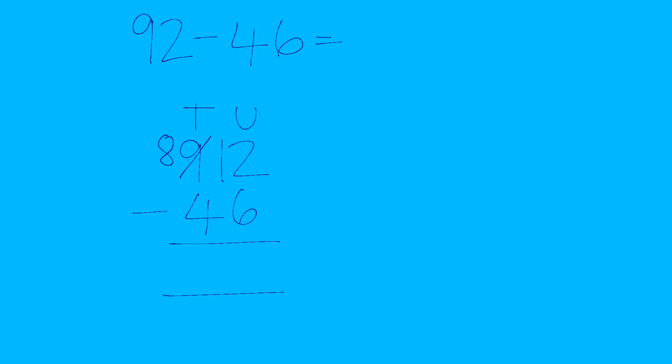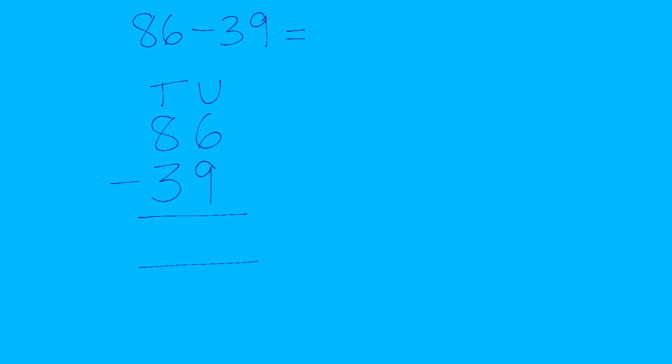So we're going to start with our units. We've now got 12 take away 6. We can do that. 12 take away 6 is 6, write it underneath. And then we're going to move to our tens column, and we've got 8 tens take away 4 tens. And we know that's 4. And we've worked out that the answer to 92 subtract 46 is 46.